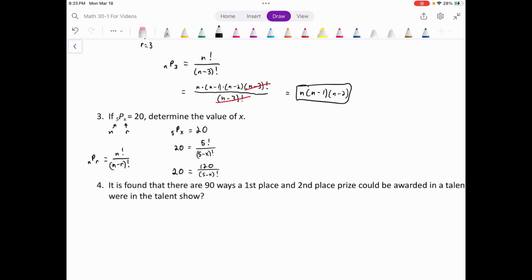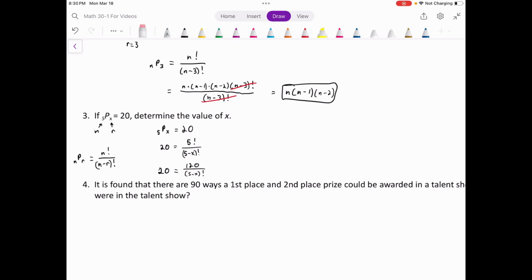Okay, now again, we've got to figure out what x is here, but we can start thinking about it. We might not get x directly, but think about what this is saying. 120 divided by something is 20, right? And that something is just 5 minus x factorial. So just rearranging this a bit might not give us x immediately, but at least we might be able to figure out what 5 minus x factorial is, right?